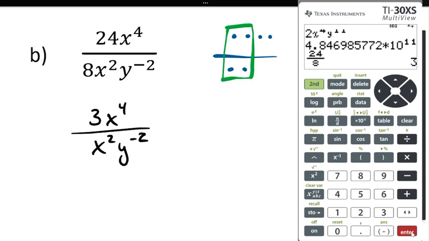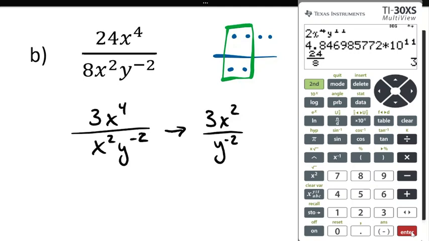So for my next step in simplifying this, I'm going to write down that this is the same as 3x squared over y to the negative second. And then finally, we know that when we simplify monomials, we do not want to leave negative exponents anywhere. So the last thing I'm going to do is deal with this negative exponent.